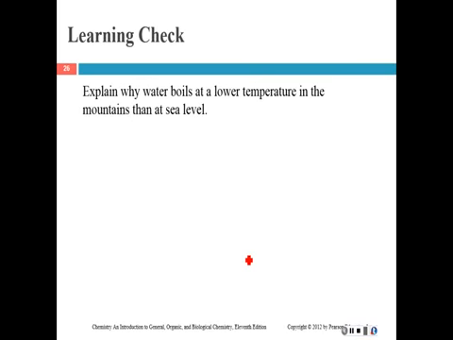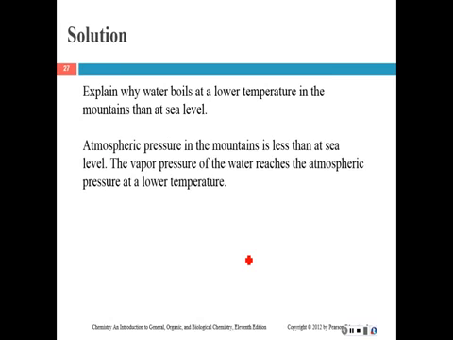Right, so question, explain why water boils at a lower temperature in the mountains than at sea level. Well, what do you think? Well, the answer is, of course, the atmospheric pressure in the mountains is less than at sea level, so therefore the vapor pressure of the water reaches the atmospheric pressure at a lower temperature. Like in Denver, if you're heating water, the pressure of the bubbles of vapor that you're creating will equal the pressure outside at a lower temperature, so the boiling point is lower.